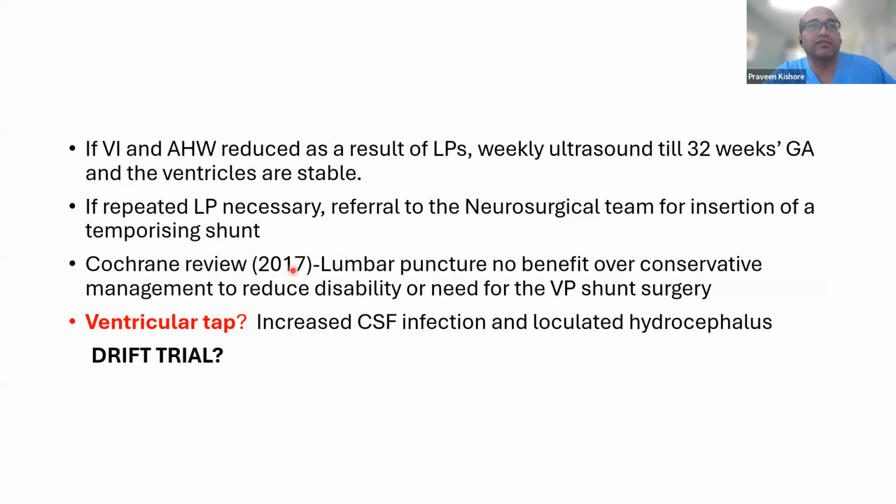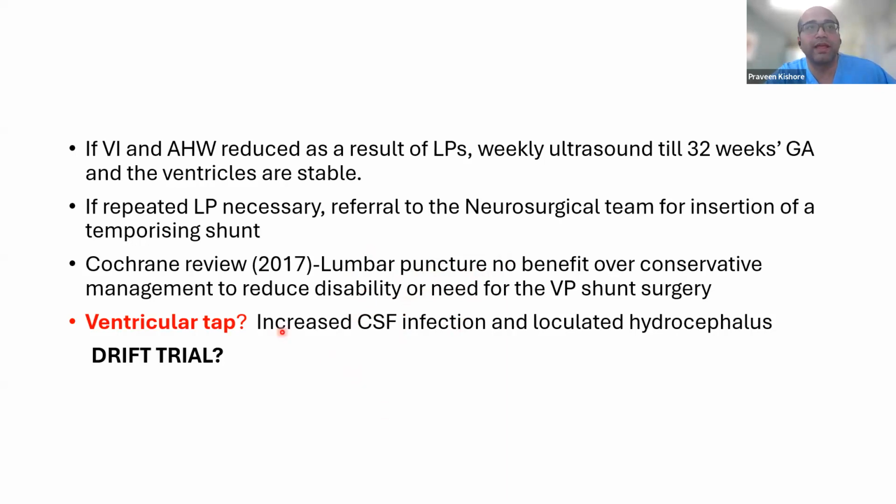A Cochrane review in 2017, and this was done by a colleague of mine from Bristol, they found that there is no benefit of lumbar puncture over conservative management to reduce disability or need for VP shunt surgery. I think the Cochrane reviews often say no benefit because there is not enough evidence. So that is the evidence. That's the last Cochrane review on LP for reduction of VP shunt surgery or to reduce disability.